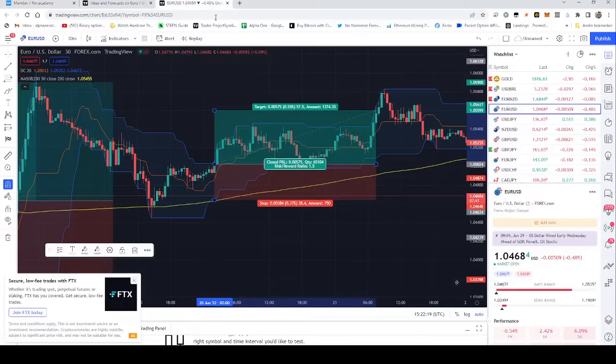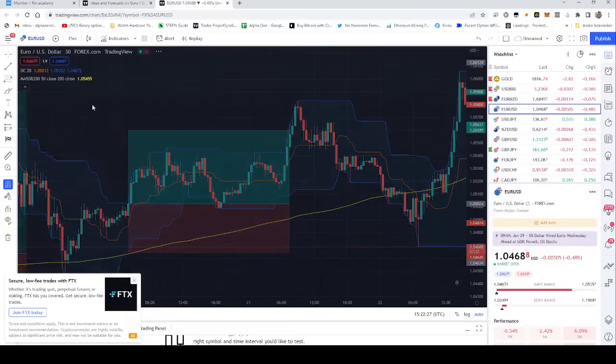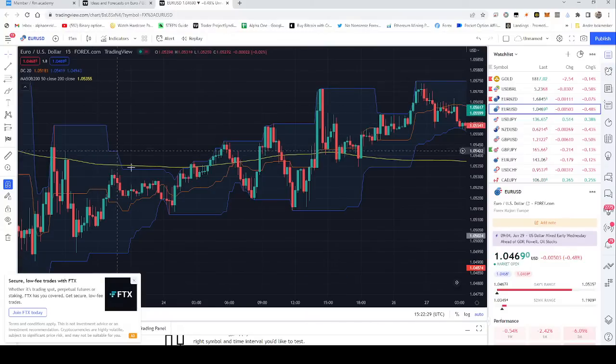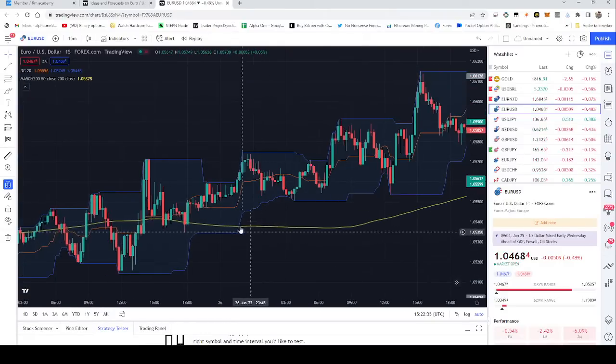So let's go back here now. I can do this on a 15 minutes also, just so we have it in order here. I will just show two examples on 15 minutes. So let's take the next trade here now from here.